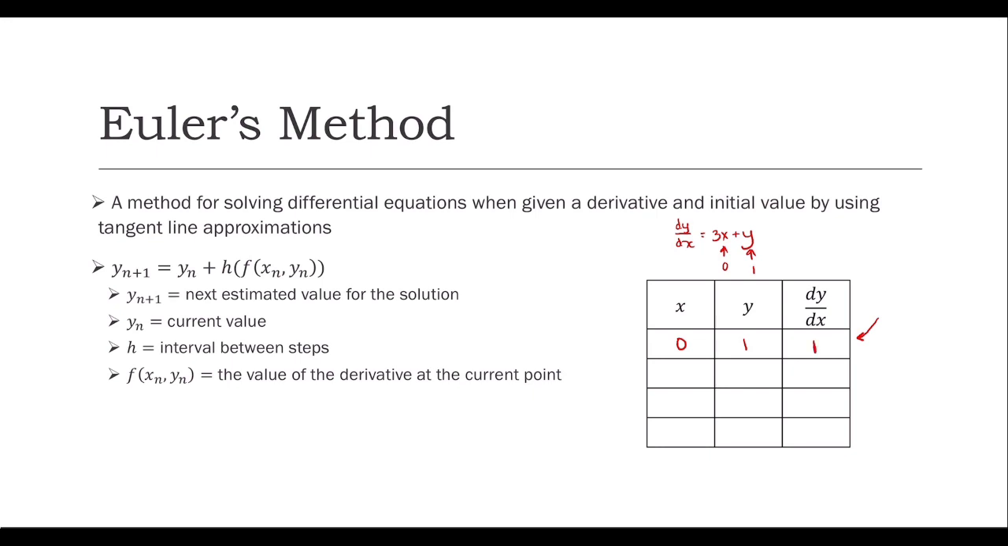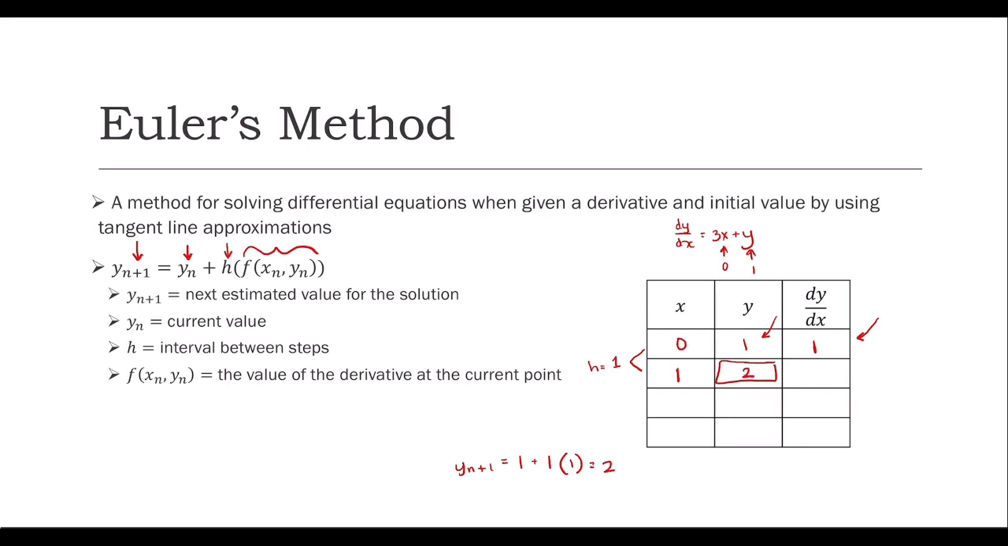And then you can approximate your next value. So if we were doing a step of 1, so if h equals 1, then our next x value would be 1. And we can find our next y value by taking our previous y value plus our step, which is 1, times the value of the derivative at that point. So to figure out what goes into this box here, you would take y_{n+1} and say that equals y sub n, so your previous one, which was 1, plus your step, which is 1, times the slope, which was also 1. So 1 plus 1, which is 2.